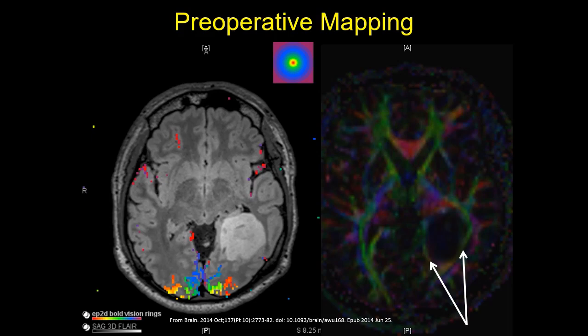Now we'll move on to mapping of the visual pathway. Shown here is a left temporal-occipital low-grade glioma. On the left panel, we see fMRI analysis showing the primary visual cortices activation. On the right, we see diffusion tensor imaging showing the optic radiations in green, identified with the white arrows in immediate apposition to the tumor.